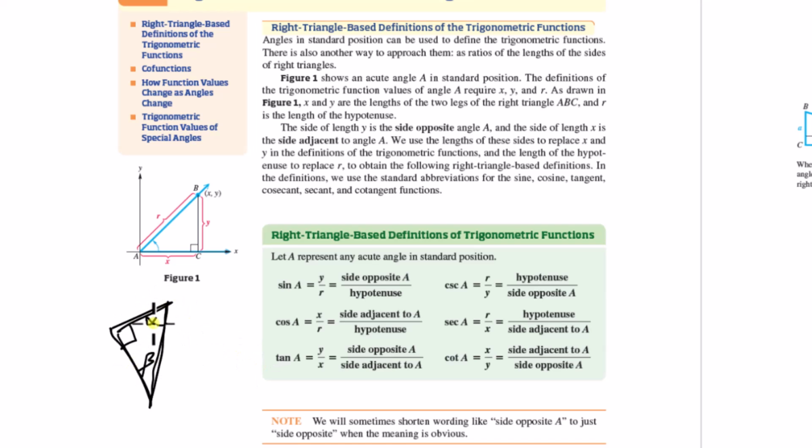And same idea. So the tangent of alpha is opposite over adjacent. The tangent of beta is opposite over adjacent. And so that's the idea. They're calling this right triangle-based definitions of trig functions. That's SOHCAHTOA.